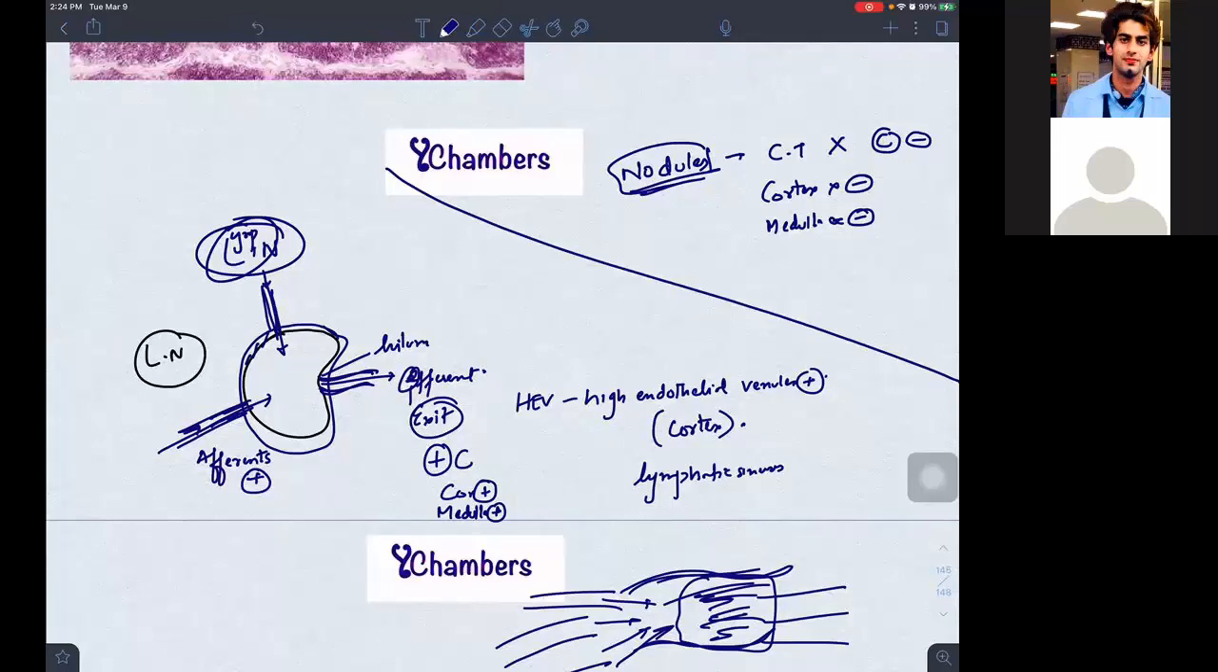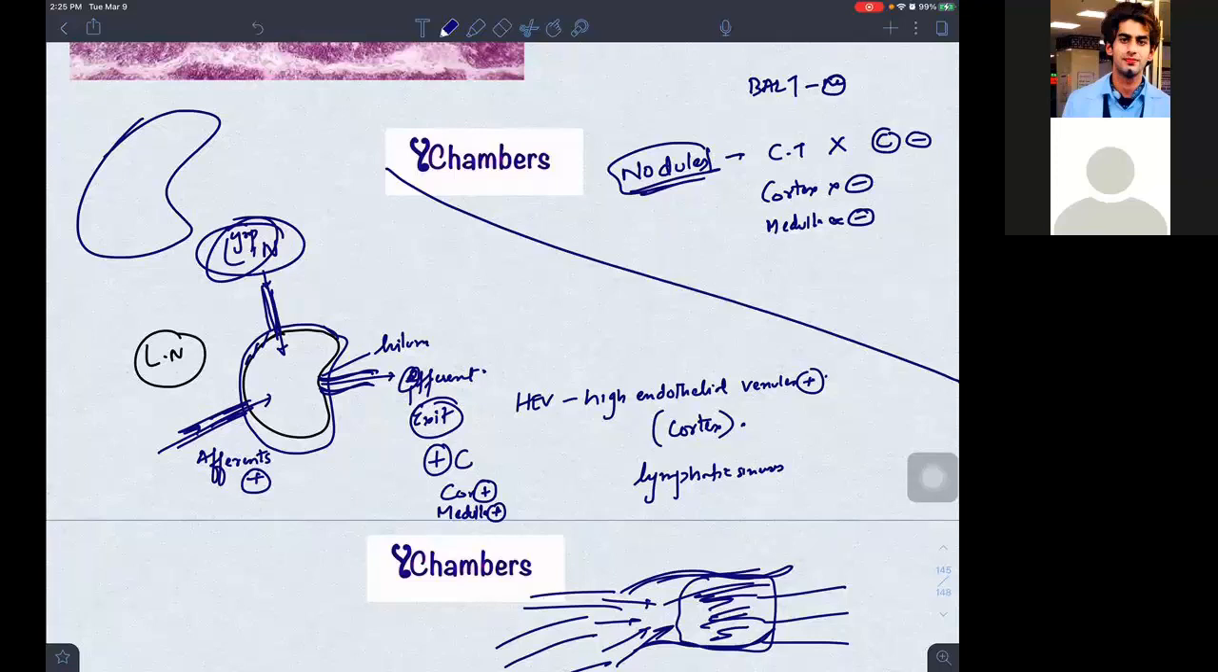Sir, do GALT, MALT have nodules? Please answer me. Yes, sir, they have nodules. So you should write lymph nodules are present. But this is not a characteristic feature because lymph nodes also have lymph nodules. This is a big lymph node, and it also has nodules. If you go to the superficial cortex, you'll appreciate some lymph nodules. So that should not be a characteristic feature.